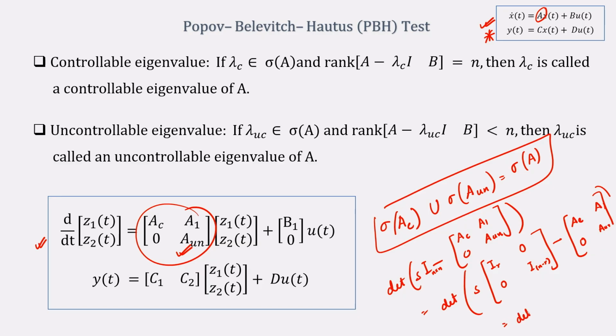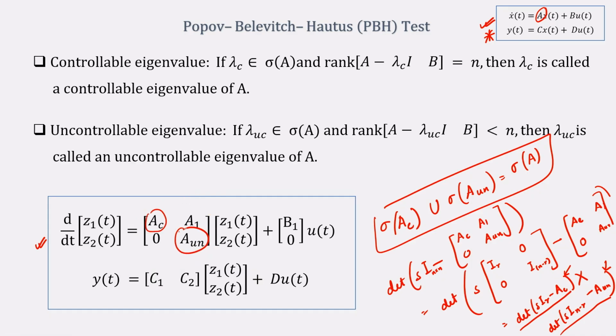This is nothing but the determinant of sI_r minus A_c, multiplied by the determinant of sI_(n-r) minus A_un. So, the determinant of sI minus this matrix is nothing but the determinant of sI_r minus A_c into the determinant of sI_(n-r) minus A_un. But what is this? The roots of these are the eigenvalues of A_c, the roots of these are the eigenvalues of A_un. That is why the eigenvalues of an upper block triangular matrix are the union of the eigenvalues of the diagonal blocks.